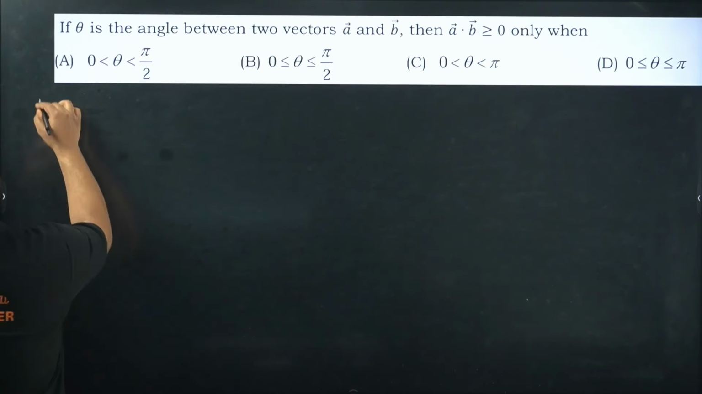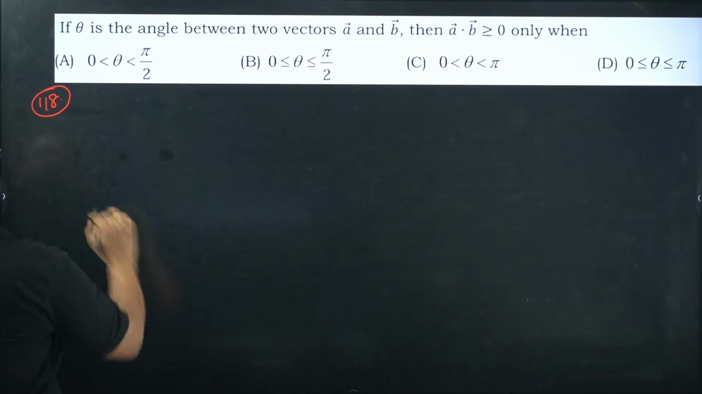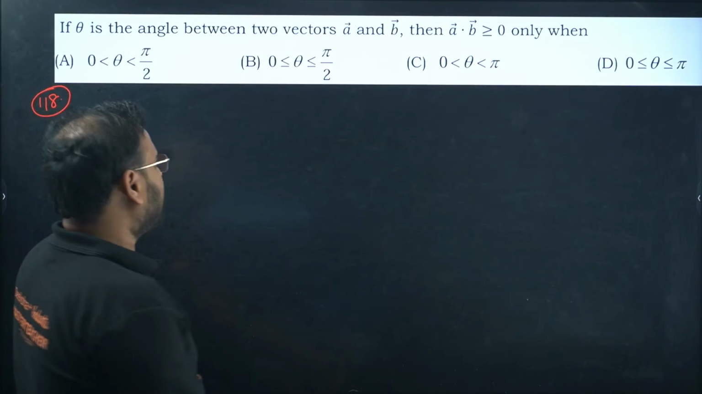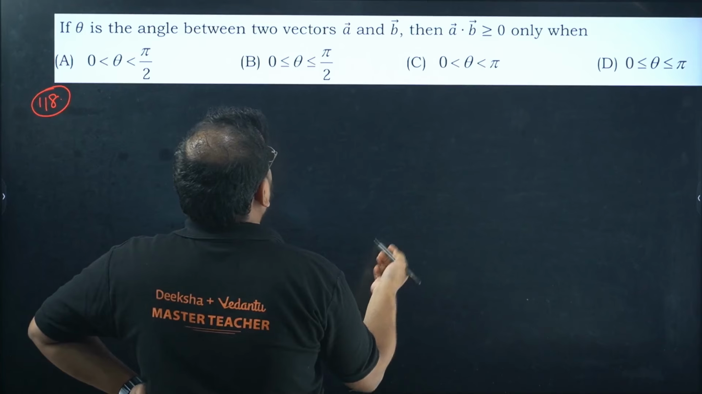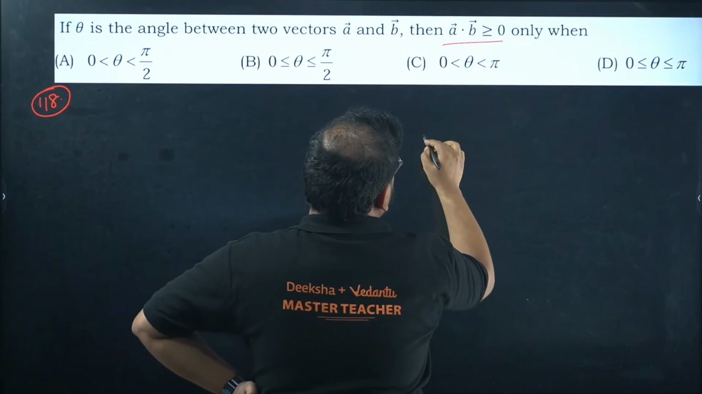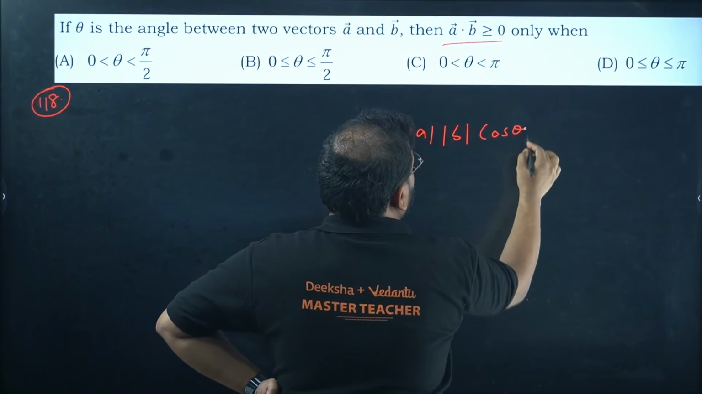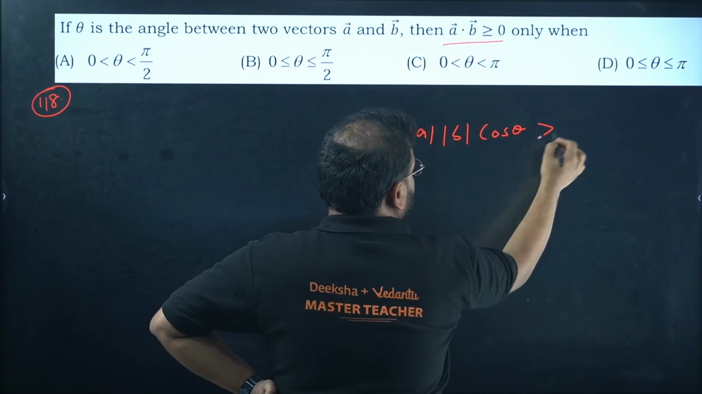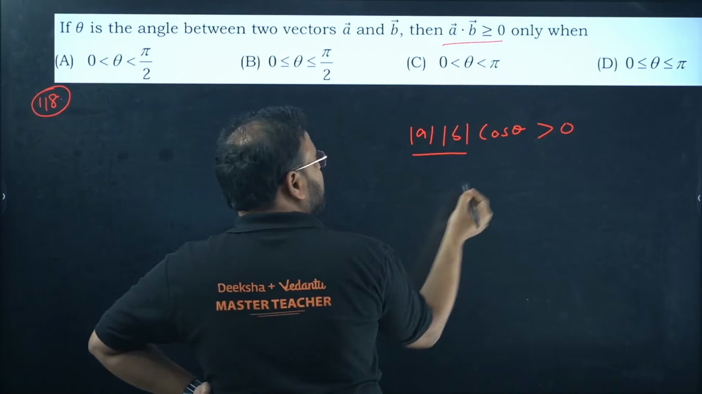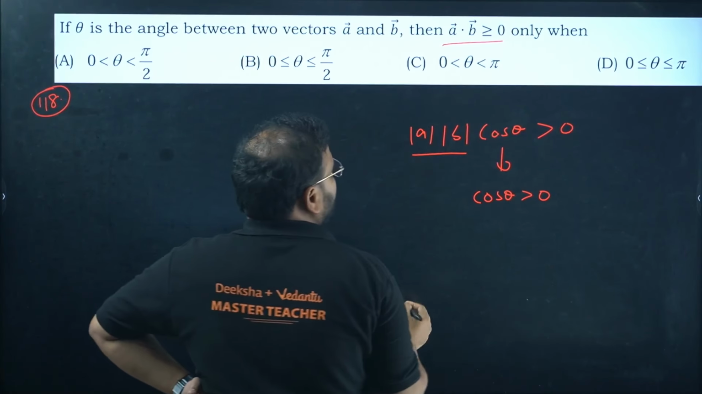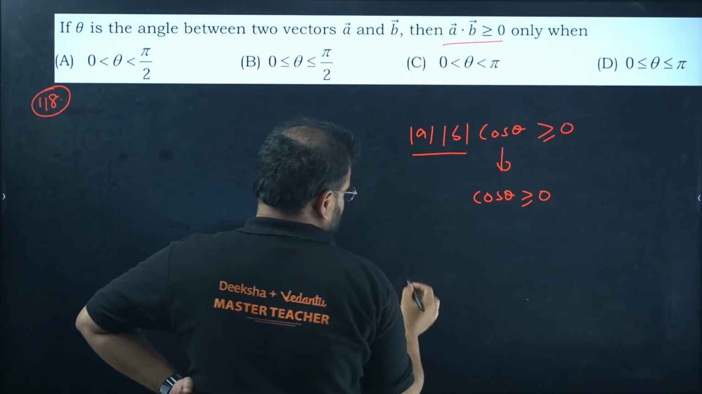118. Theta is the angle between the vectors. Yes, it will be positive, because we are looking for modulus of A, modulus of B, and cos theta. The modulus is always positive, so this should be positive, right? And this is positive and 0.